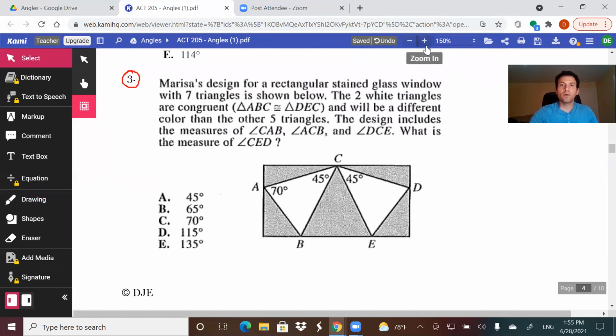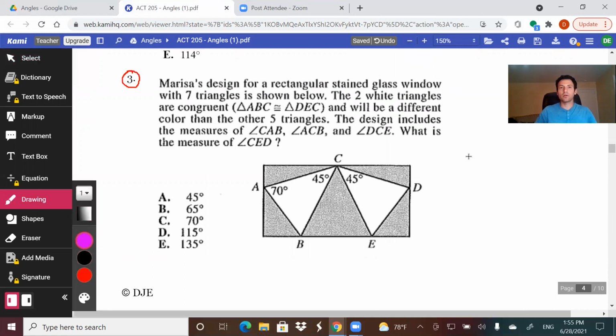So I chose 3 not because it's difficult, but because it has a couple key concepts that tend to confuse people. So I just want to clarify those concepts. So it says Marissa's design for a rectangle stained glass window with 7 triangles is shown below. The 2 white triangles are congruent, and it gives us this symbol for congruent. So it gives us the 2 lines and then kind of like a squiggly line above it for congruent, like that. And it says they will be a different color than the 5 triangles. The design includes the measures of these angles, so CAB. If it says CAB, it's really talking about angle A. Whatever angle's in the middle is what it's referring to. ACB is talking really about angle C, and DCE is talking about angle C for this triangle.